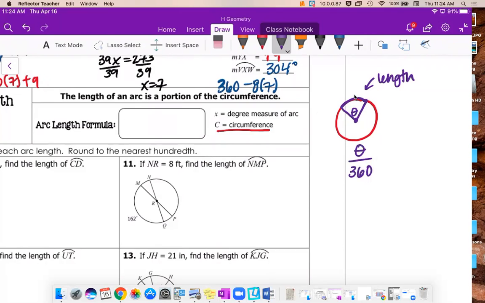And then if I want to know what this total length is, I could find the whole circumference and then just multiply by whatever this fraction is. And then that will give me the length of just this portion, or the piece of pizza. So really, we're going to multiply this by the circumference.